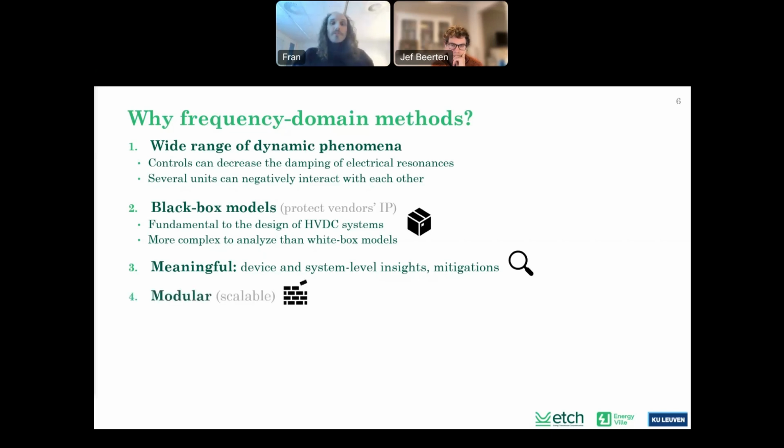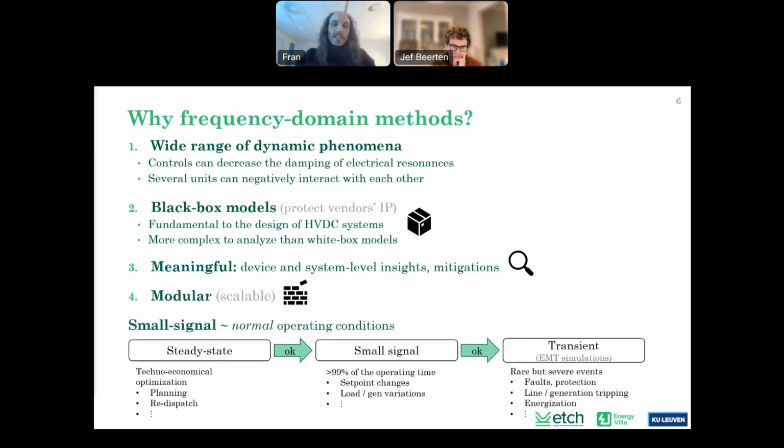It's also modular, so if you are only interested in a specific frequency range, you can just focus on that and neglect the rest of the dynamics. Also, it allows you to study the system in a selective manner, so you can aggregate parts of it directly, and you don't need to care about the order of the system that you aggregate. So in that sense, it's quite scalable.